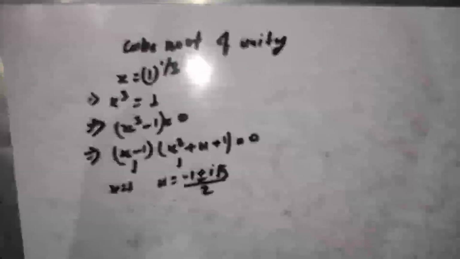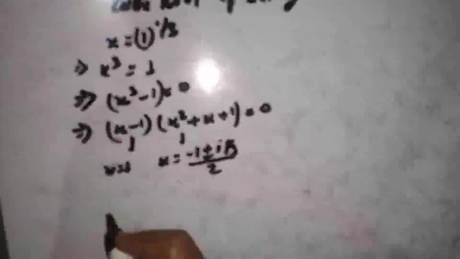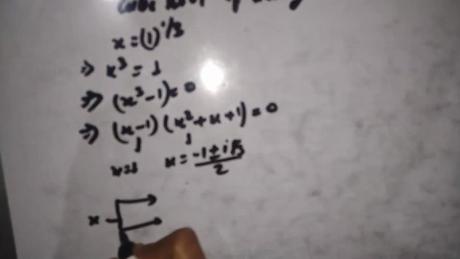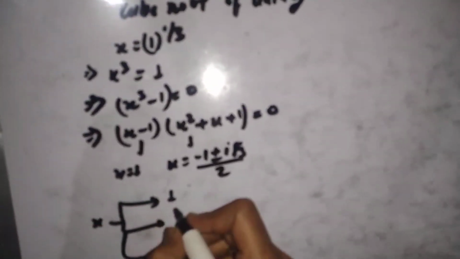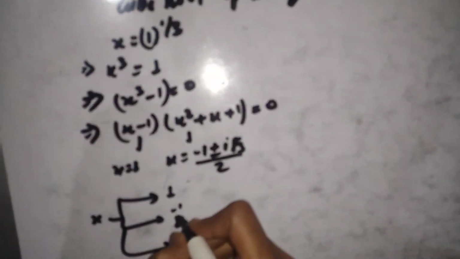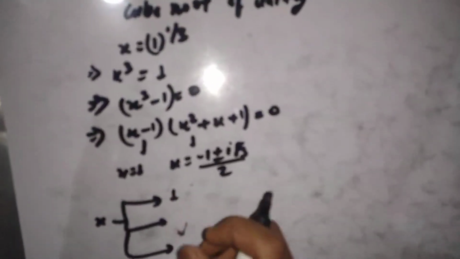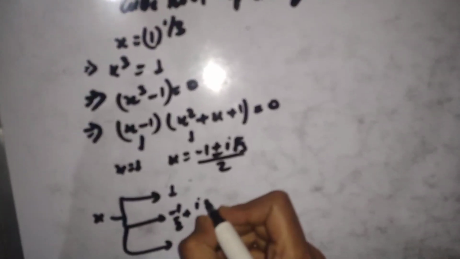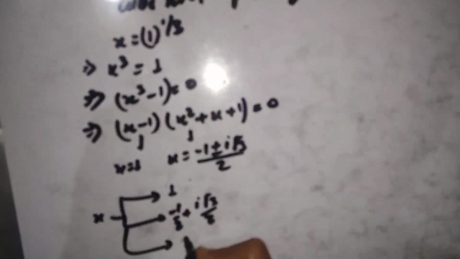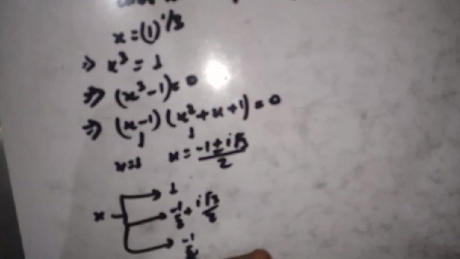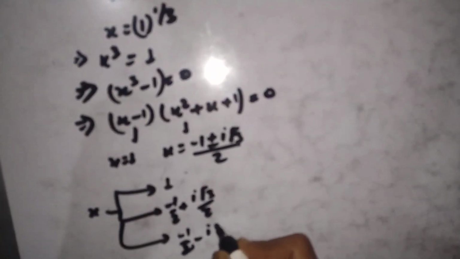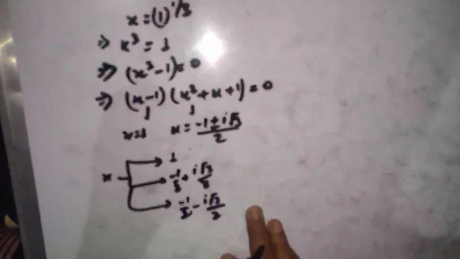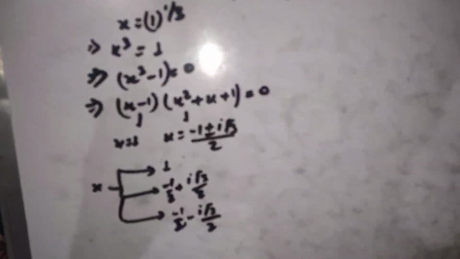Okay, so we have three values of x. First is 1, second is minus half plus iota root 3 by 2, and third one is minus half minus iota root 3 by 2. Okay, so these are the three roots.